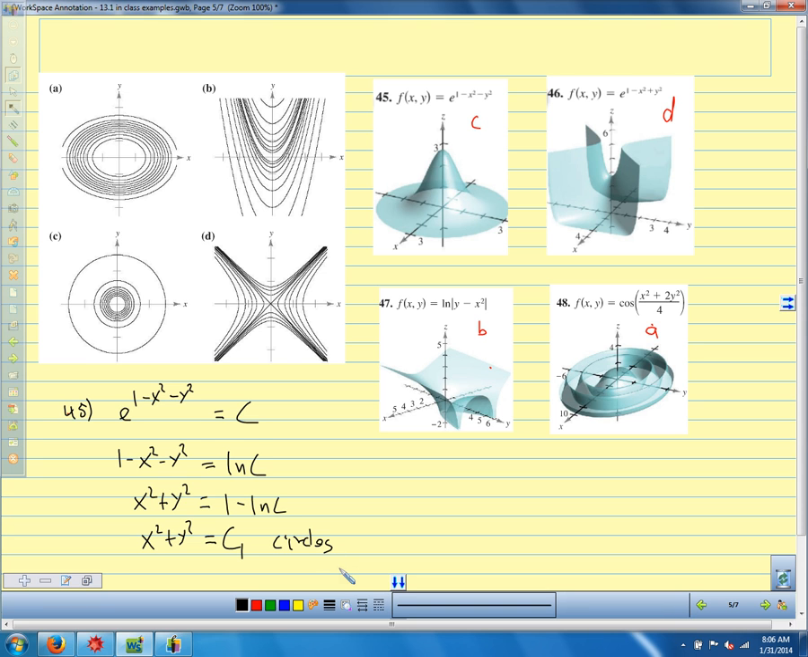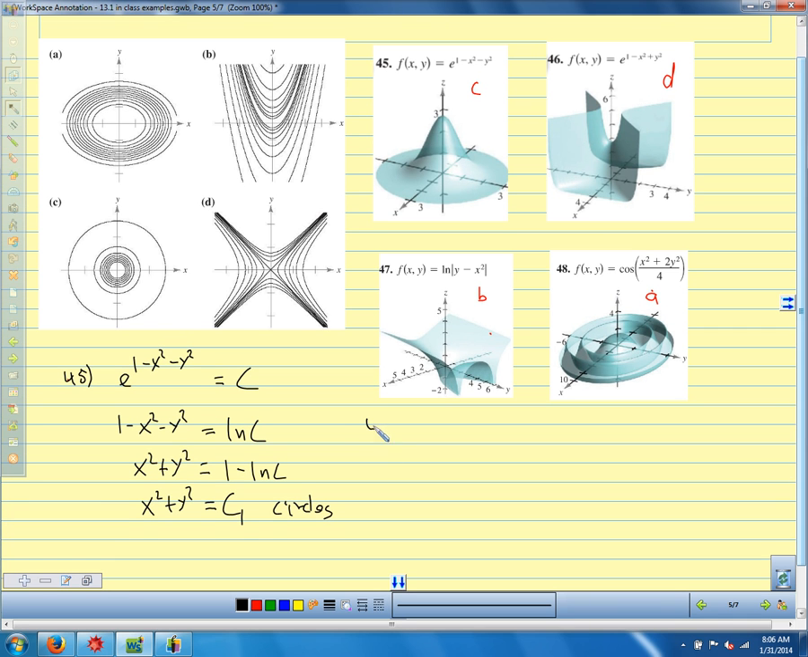So that's how we would figure out that those contour lines, those level curves, were circles. So if we were given this function, we could figure out that the contour lines were circles, and we could sketch a contour line by plugging in several values for the constant and sketching those circles.